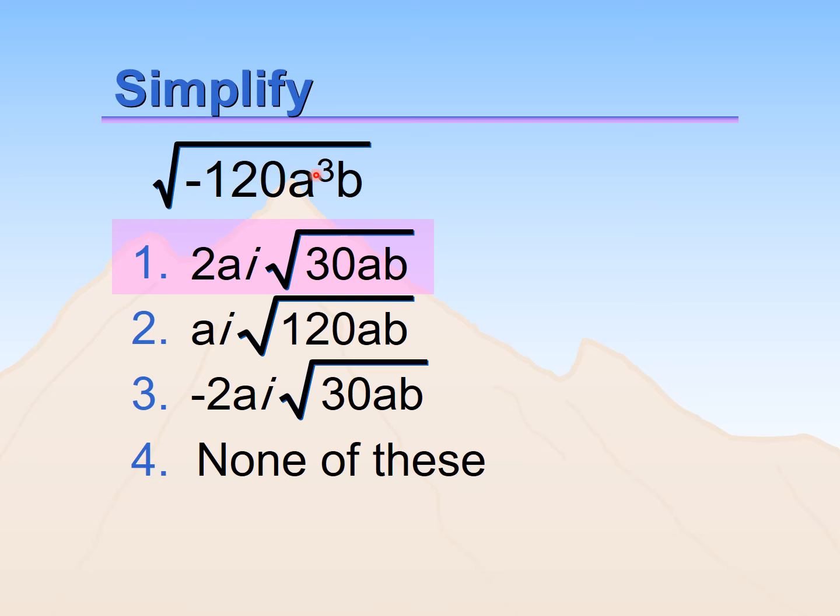And then a cubed becomes a squared times a, which means an a comes out and an a stays inside. And then, of course, the b will stay inside as well.